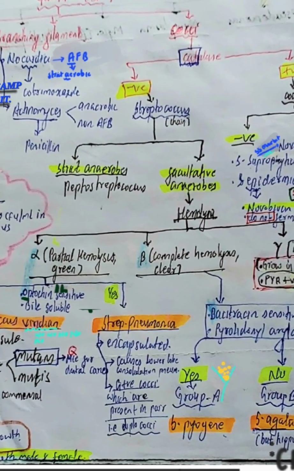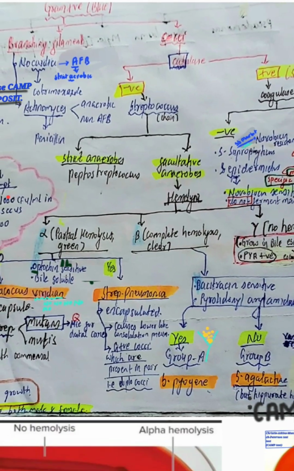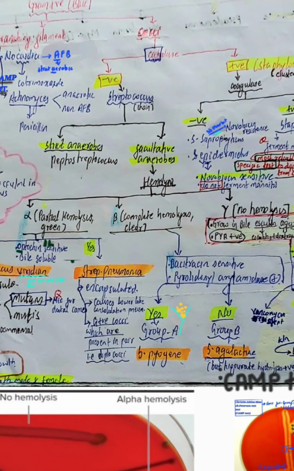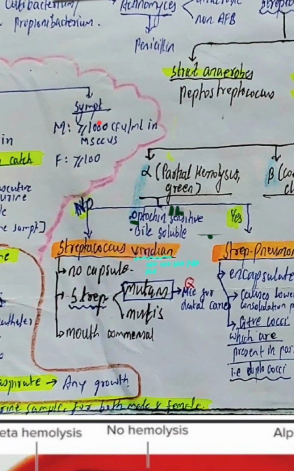If it is catalase negative, the answer will be Streptococcus, which are arranged in chains. It can be strict anaerobic or facultative anaerobic. If it is strict anaerobic, it's Peptostreptococcus. If it is facultative anaerobic, then see hemolysis. Hemolysis can be alpha, beta or gamma hemolysis. Alpha hemolysis is basically green in color.